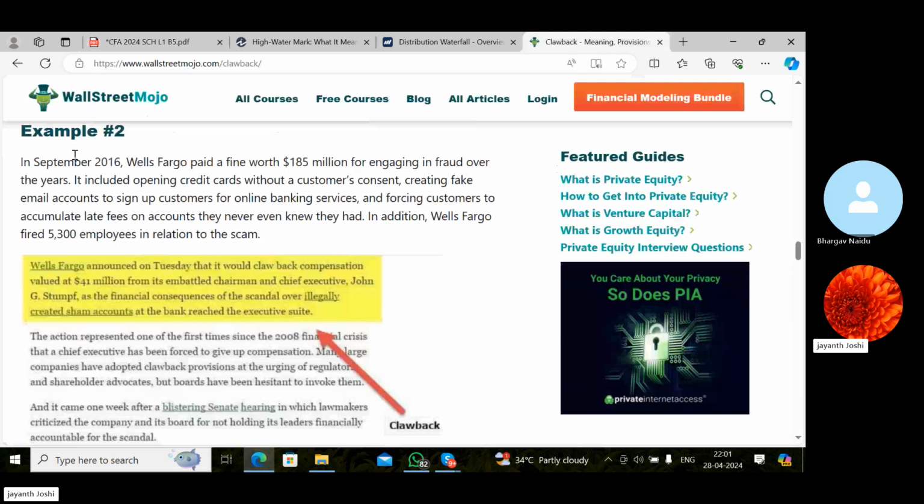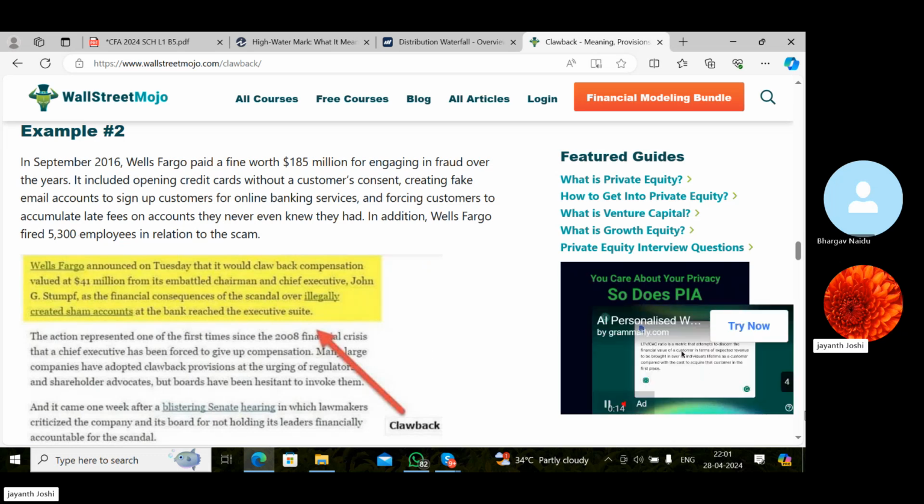So here you can see Wells Fargo paid a fine of $185 million for engaging in fraud over the years. In 2016, it included opening credit cards without a customer's consent, creating fake email accounts to sign up customers for online banking services, my God, and forcing customers to accumulate late fees on accounts they never even knew they had. In addition, Wells Fargo fired 5,000 employees in relation to the scam.